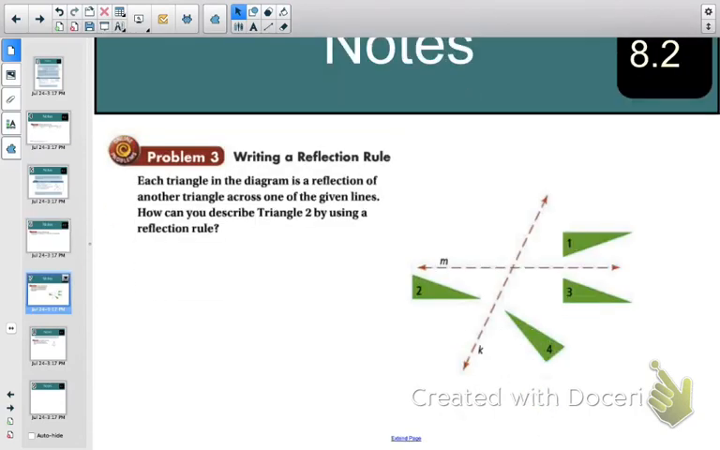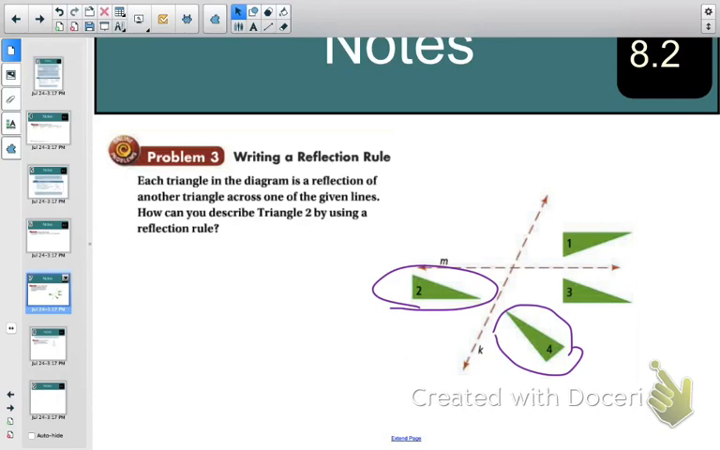Right, this one it says each triangle in the diagram is a reflection of another triangle across one of the given lines. How can you describe triangle 2 by using a reflection rule? So triangle 2 is over here. So that's going to be this triangle 2 here. That's going to be the same as, well, not triangle 3 because that would be a translation. Not triangle 1 either because that's on the complete other side. So it would be a reflection of triangle 4.